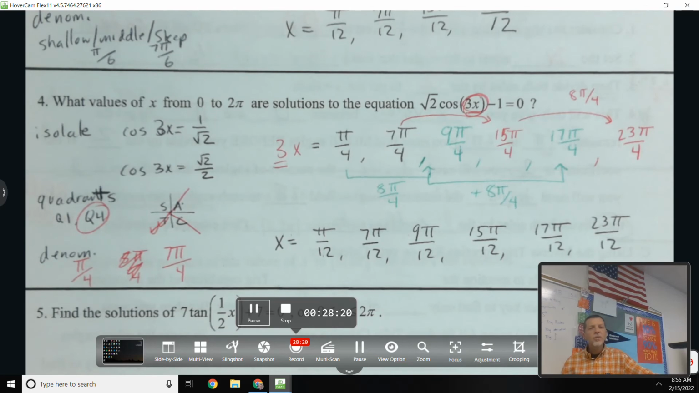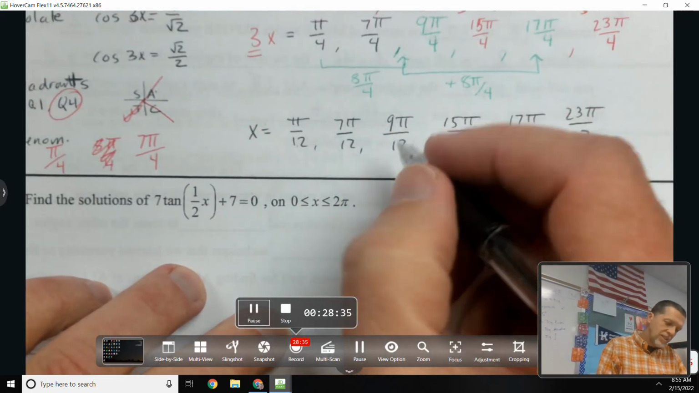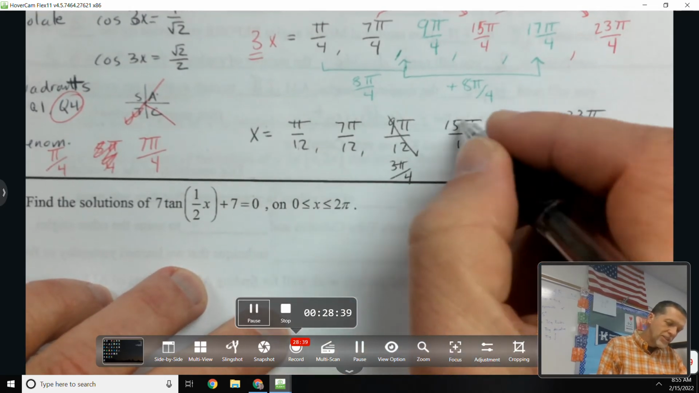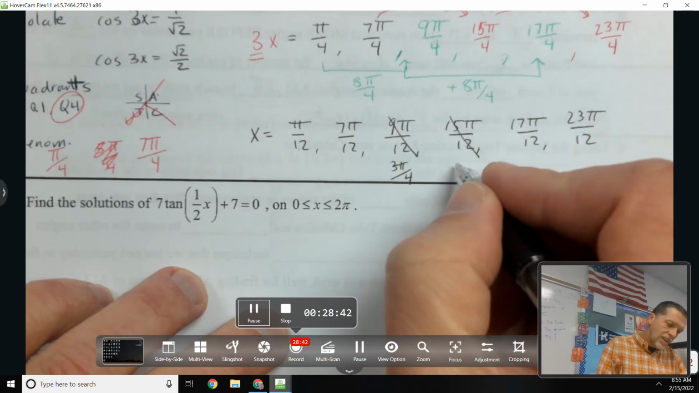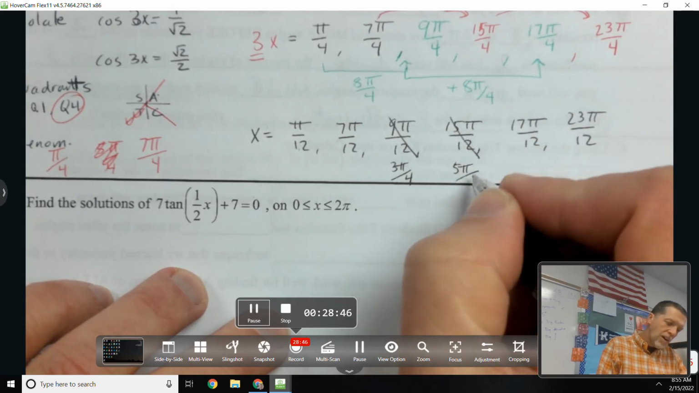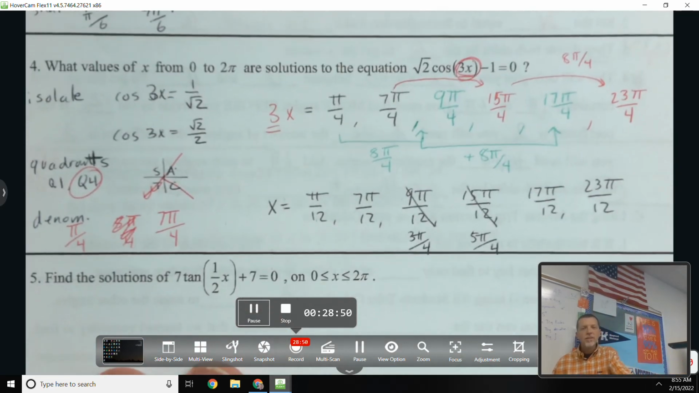I see some stuff that can be simplified. I see some simplifying that can happen. So I kind of just blitzed through that and made all the denominators 12, which wasn't wrong, but 9 pi over 12, that's 3 pi over 4. And rather than rewrite them all, I think I'll just reduce those. And divide top and bottom by 3, 5 pi over 4. So be careful, you may get something that can reduce.